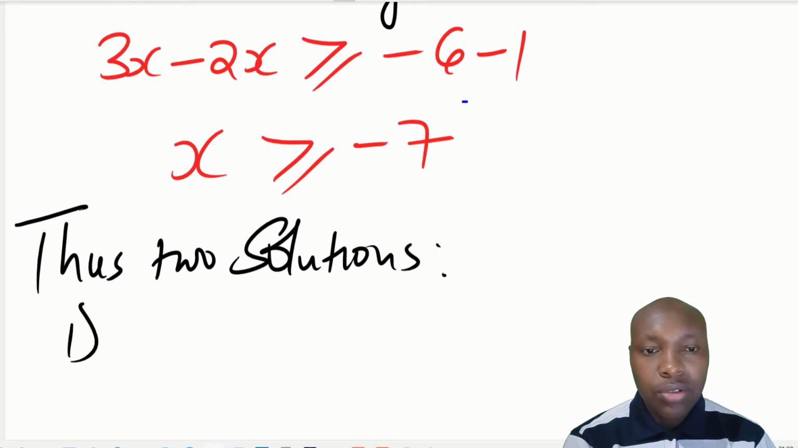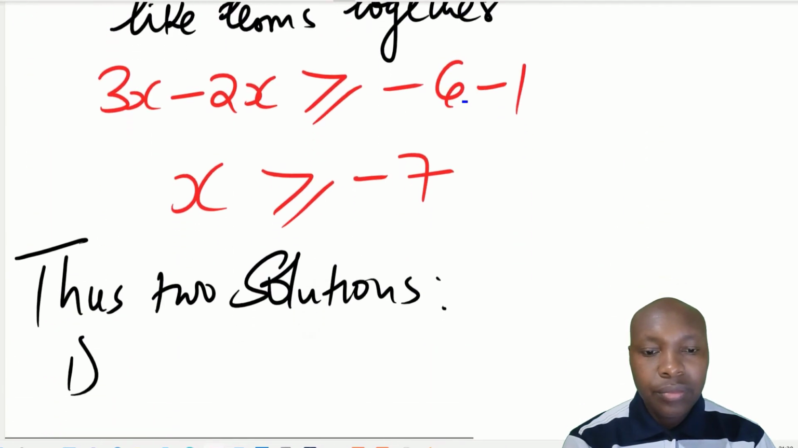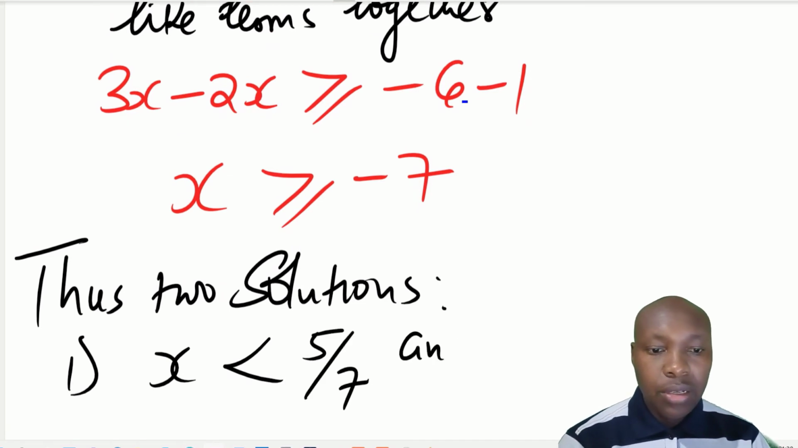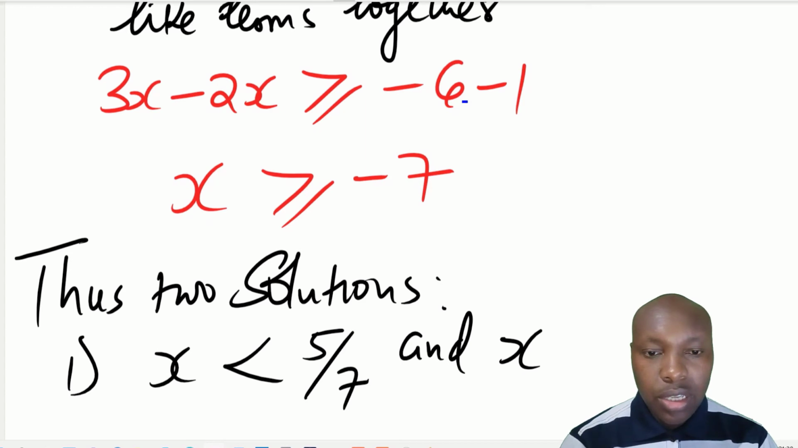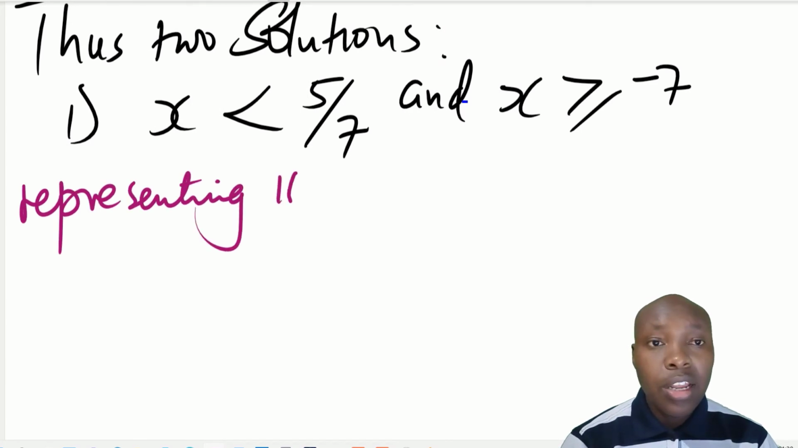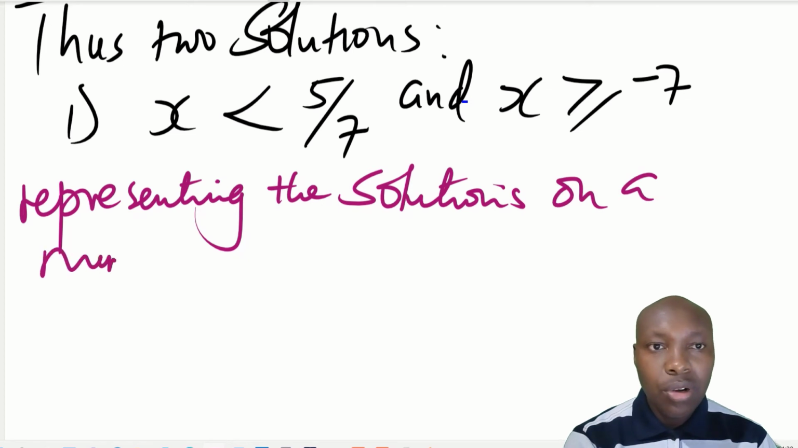Now that is the second solution, and therefore the two solutions that we now have for the combined inequality are: the first solution that we got was x is less than 5 over 7, and the second solution is x is greater than or equal to negative 7. So those are the two solutions that we have obtained. So now the next thing is to represent those solutions on the number line. That will help us now get the integral values of x that satisfy the combined inequality.